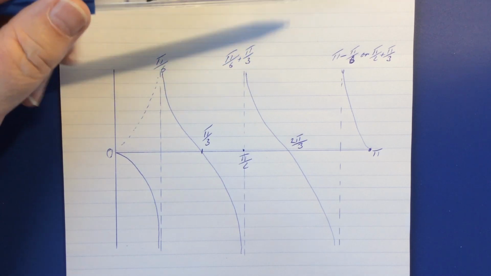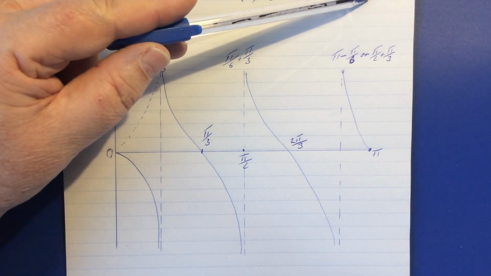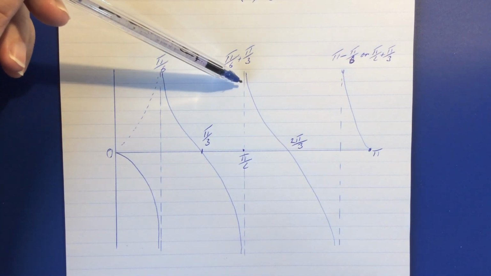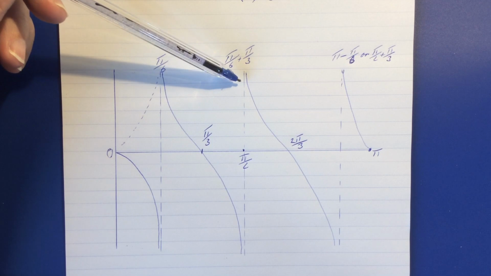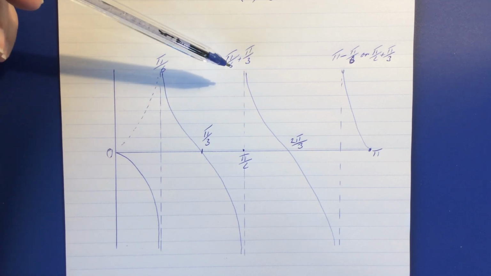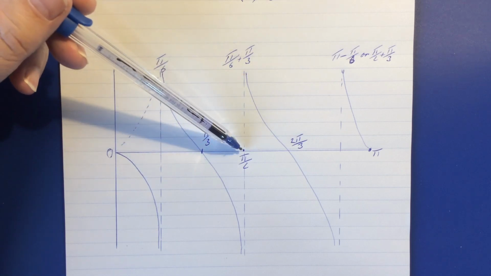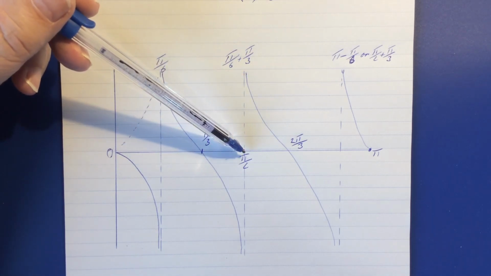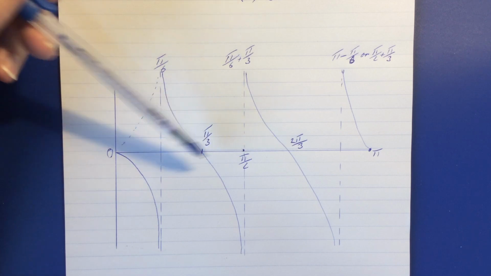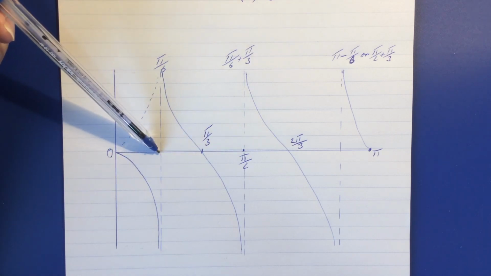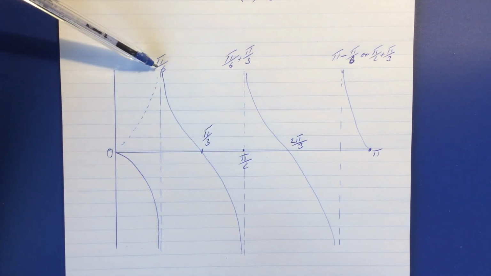Now, because the period of this graph is no longer pi, it's pi on 3, the period has been cut in 3. It's been diminished from 1 pi to 1/3 of pi, which means that our original asymptote that was here has now moved to here. It has gone from pi on 2 to pi on 6.